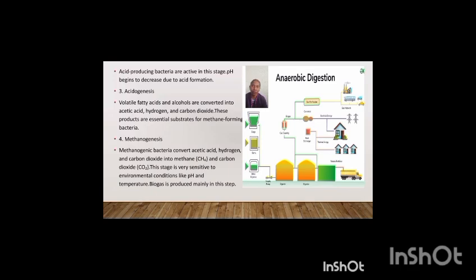Methanogenesis: methanogenic bacteria convert acetic acid, hydrogen and carbon dioxide into methane, CH4, and carbon dioxide, CO2. This stage is very sensitive to environmental conditions like pH and temperature. Biogas is produced mainly in this step.